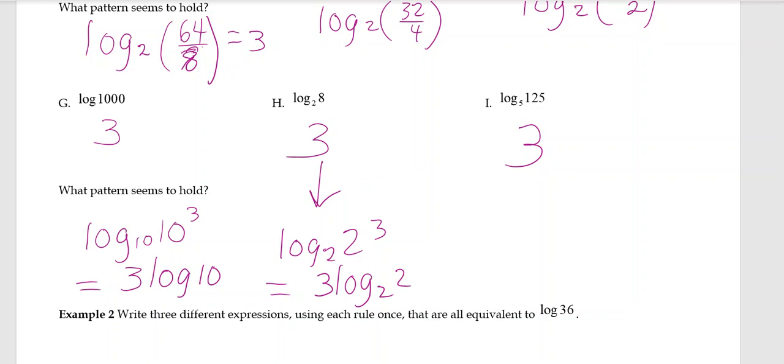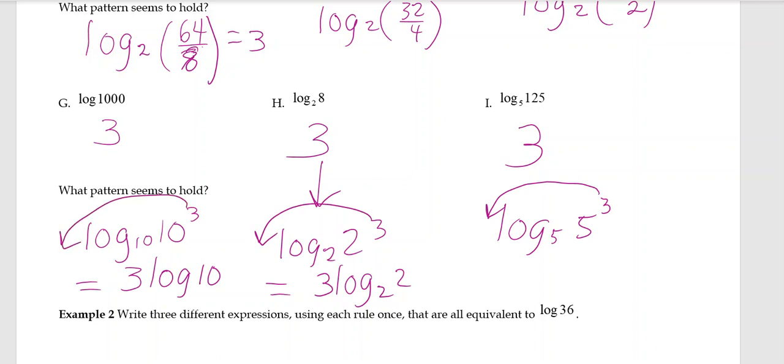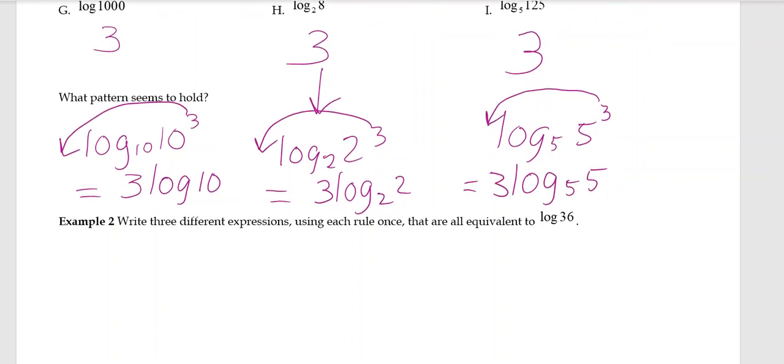So what happens is when you have an exponent, like here, log base 5 of 5 cubed, you can bring the exponent out in front and evaluate it that way. That equals 3 times the log base 5 of 5, and in all cases they do equal 3.